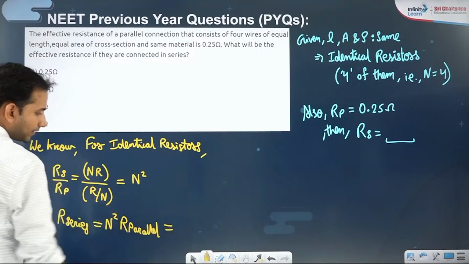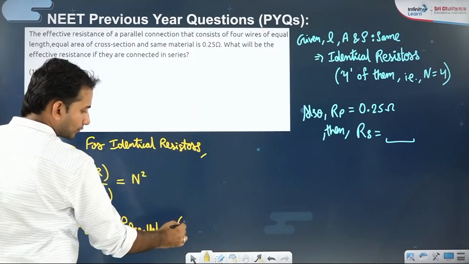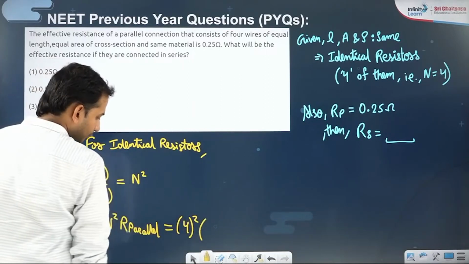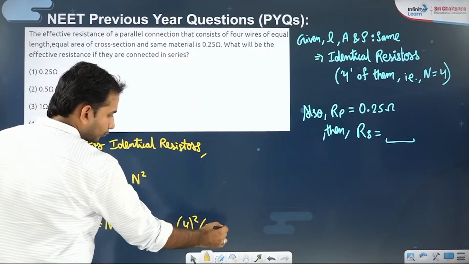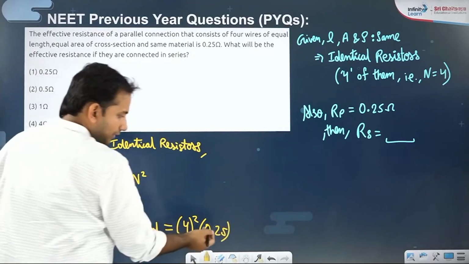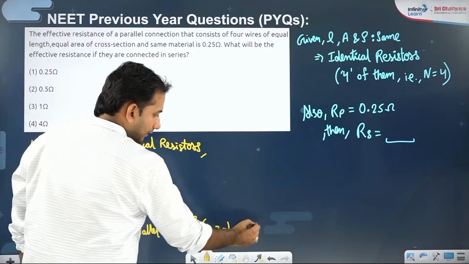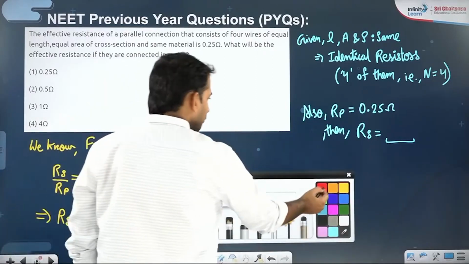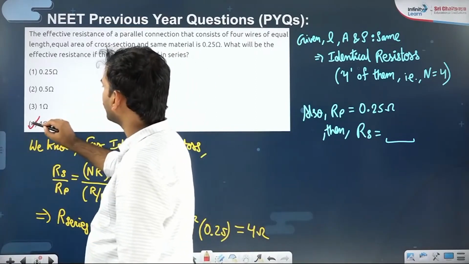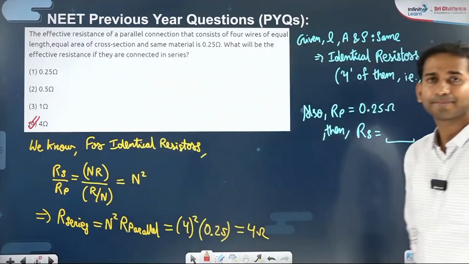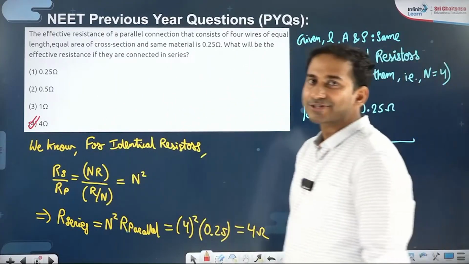That means it will be equal to n square. n is 4, so that's 4 square into R parallel, that is 0.25. Naturally 0.25 is nothing but 1 by 4, so 1 by 4 will cancel with 4, and hence the final answer is 4 ohms. So the correct option is option 4, that is 4 ohms. I hope the logic is very much clear to you.